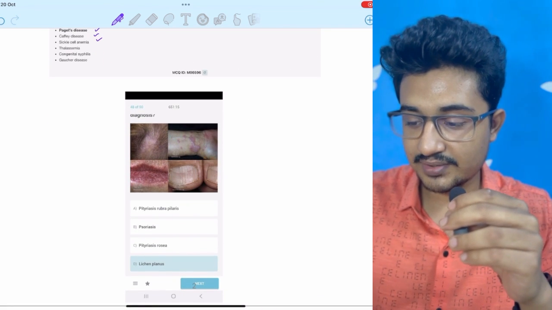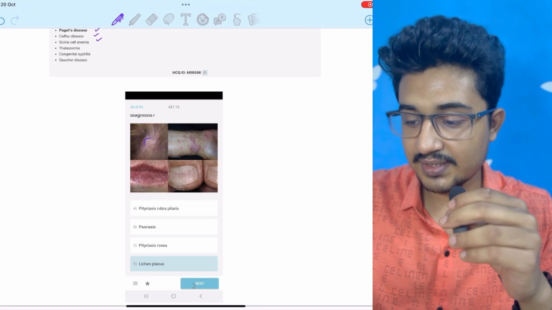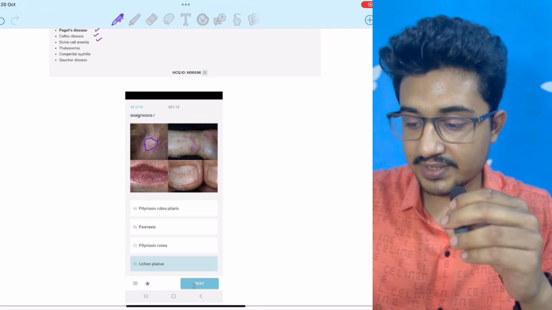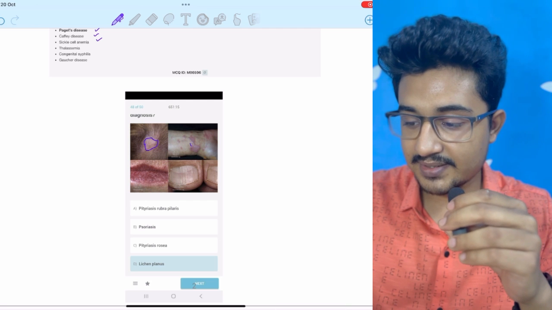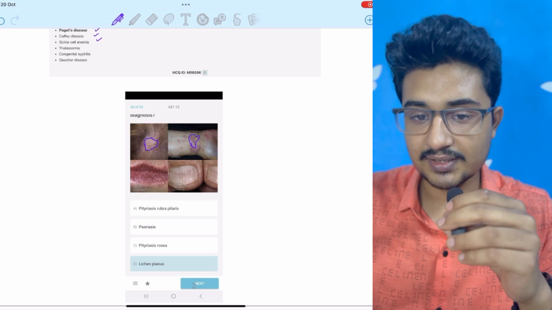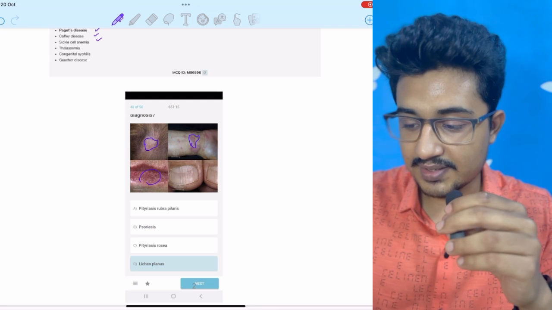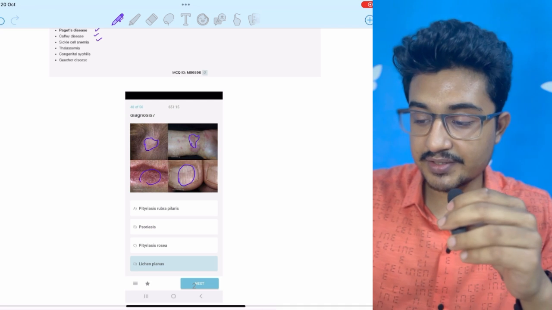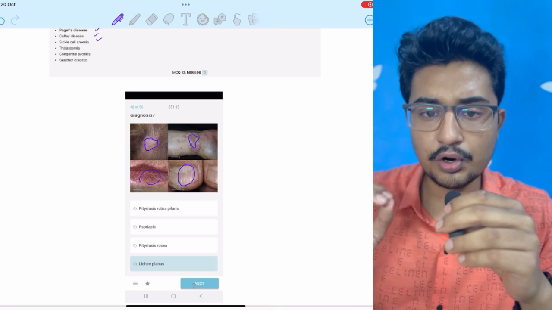Next question, what is the diagnosis? You can see there is scarring alopecia. This is lichen planopilaris. These are lichen planus lesions, violet in white skin type. These are Wickham's striae and this is trachyonychia or 20 nail dystrophy.